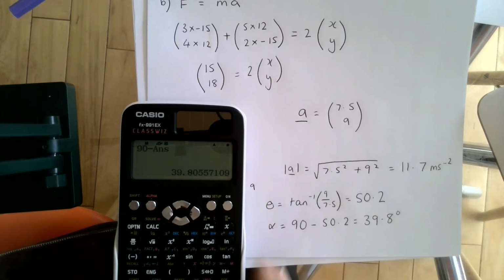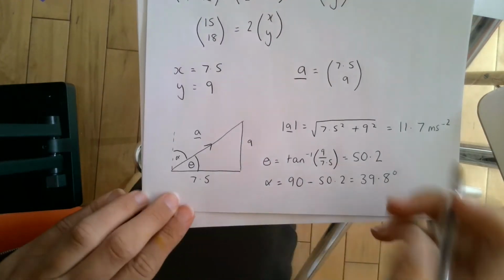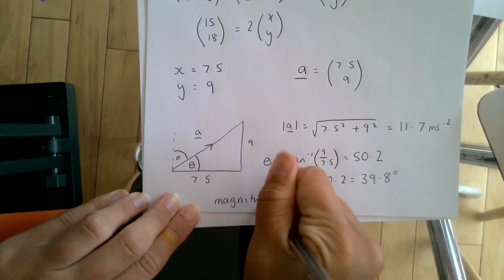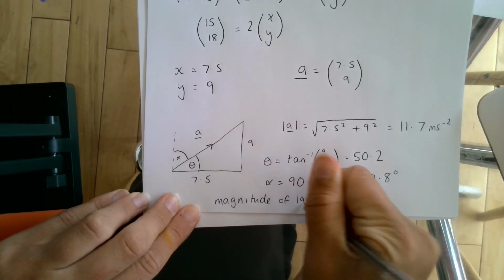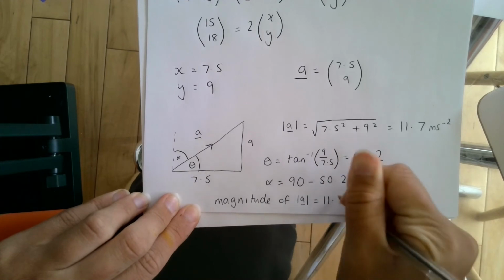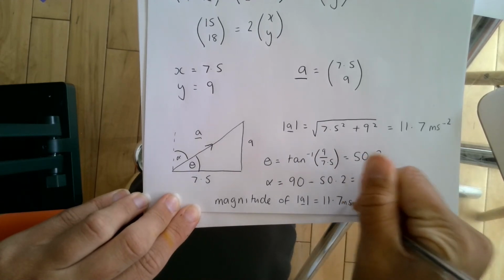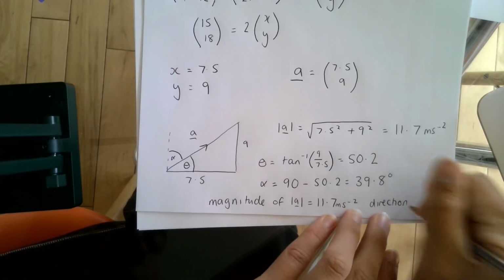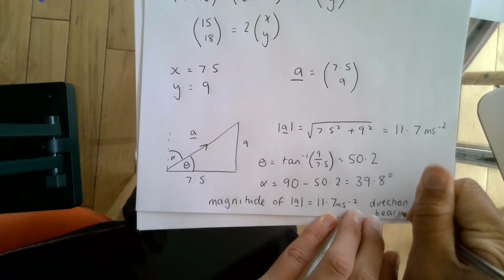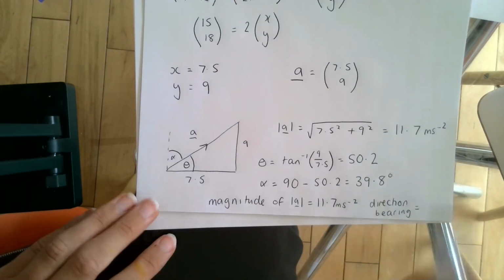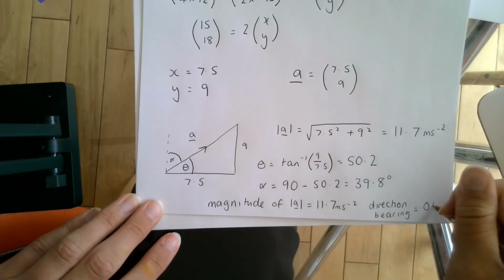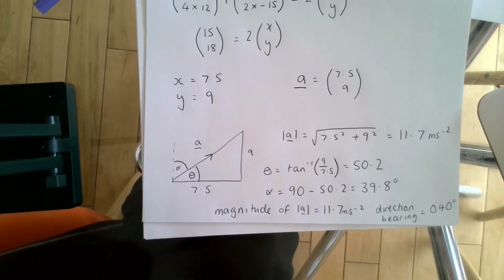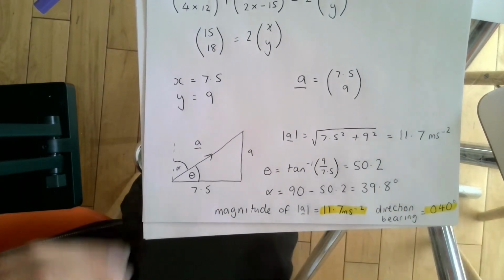And that is 39.8 degrees. So I would say that the magnitude of the acceleration is equal to 11.7 meters per second to the minus 2, and the direction bearing is equal to, well, that's going to be 040, and I'm just going to round it to two significant figures, 40 degrees. So there's my magnitude and there's my direction.